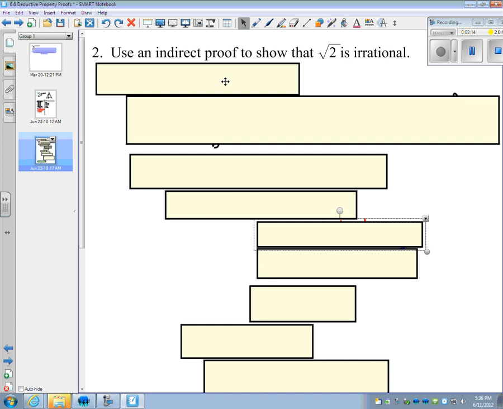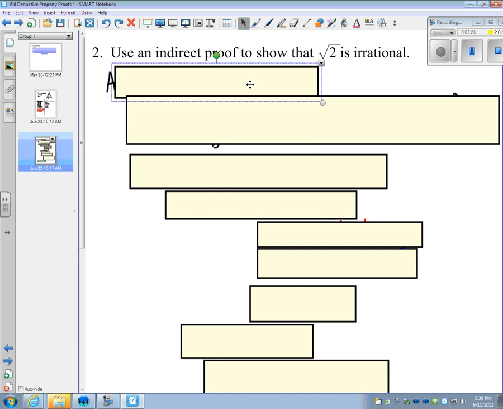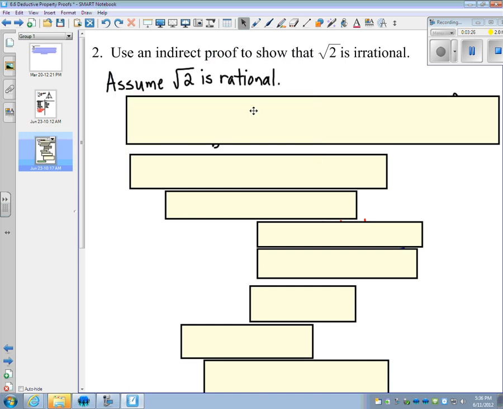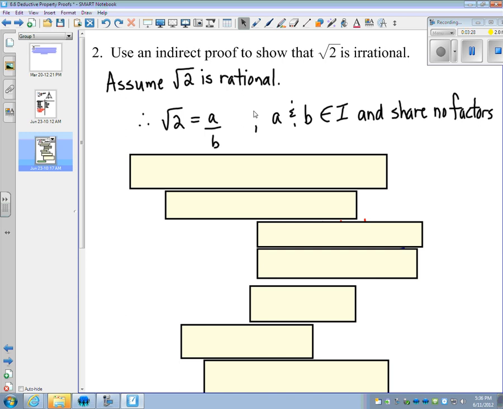Use an indirect proof to show that the square root of 2 is irrational. So I want to prove it's irrational, so I'm going to assume it is rational. If it's rational, I could write it as a number divided by another. That's the definition of rational, two integers divided by one another, where a and b are integers and share no factors. If they shared a factor, it would no longer be in simplest form. So for instance, 4 over 2 is just 2.